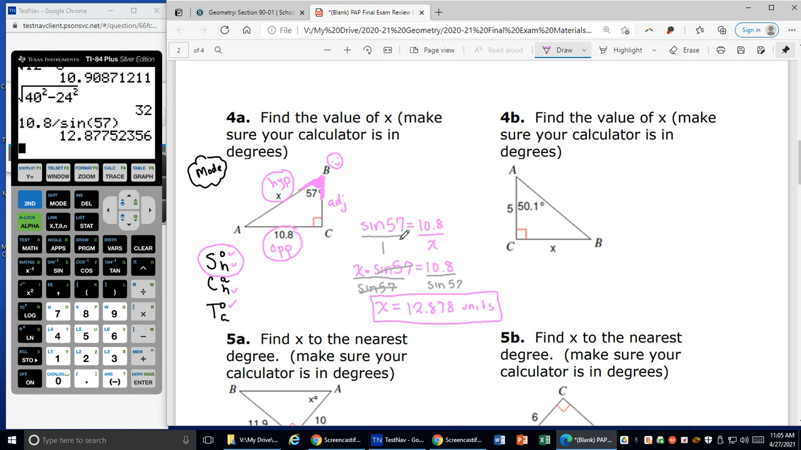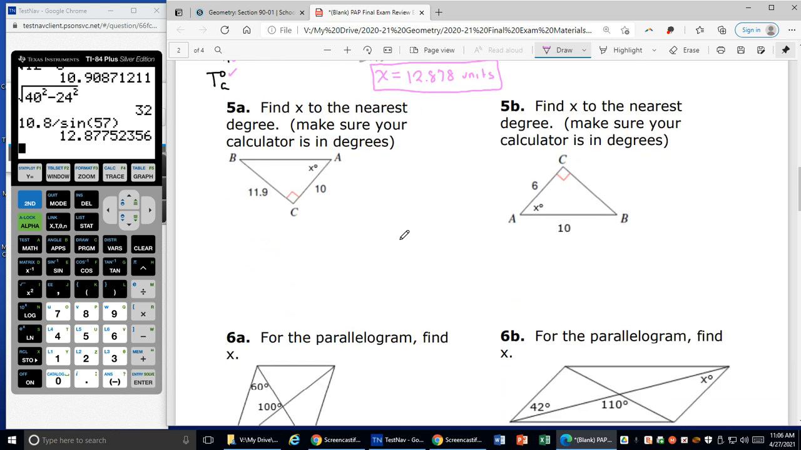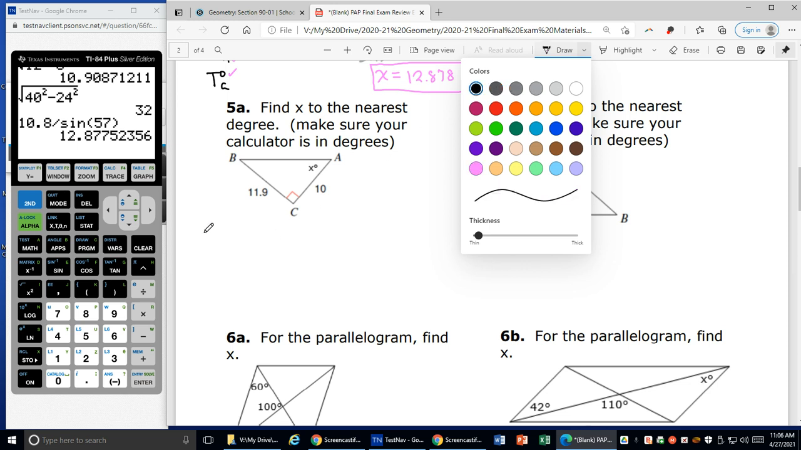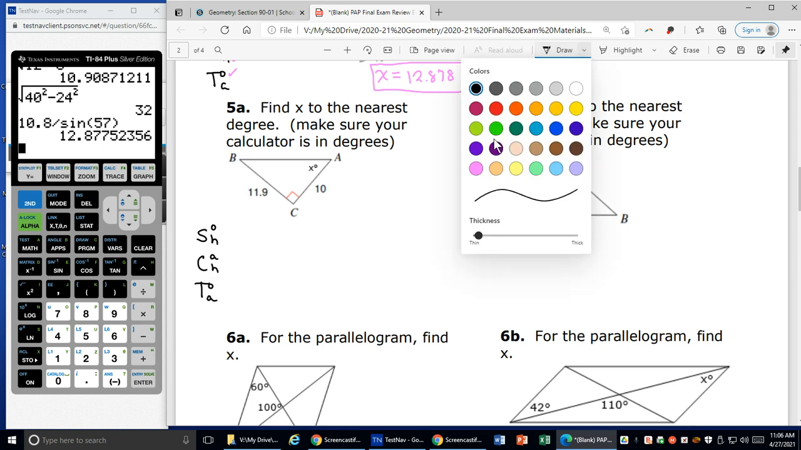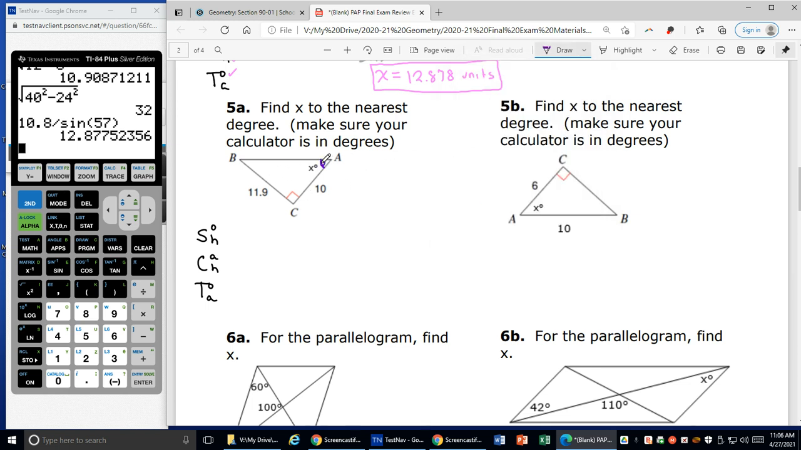Okay, 5a. Find x to the nearest degree. Make sure your calculator is in degrees. So I'm still working with trig. And the angle that I'm standing at, the angle that this time I don't know it, I'm trying to find it. So I know this time is a little different. I'm going to use inverse.